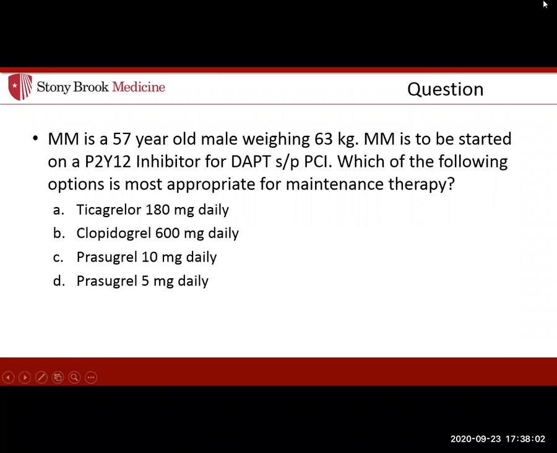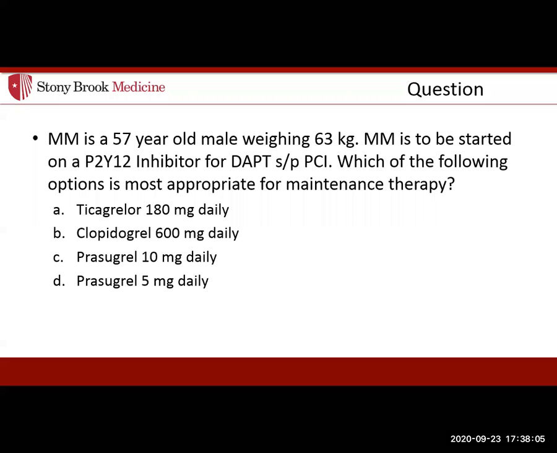Our next question is, MM is a 57-year-old male weighing 63 kilograms. He is to be started on a P2Y12 inhibitor for DAPT therapy status post PCI. Which of the following options is most appropriate for maintenance therapy? Yes, so the answer is C. It would be prasugrel 10 milligrams. As we know, prasugrel is weight-based dosing. So this patient is over 60 kilograms and therefore would receive the higher dose of prasugrel. And the first two choices, for ticagrelor and clopidogrel, are the loading doses. So those are not appropriate for maintenance therapy.